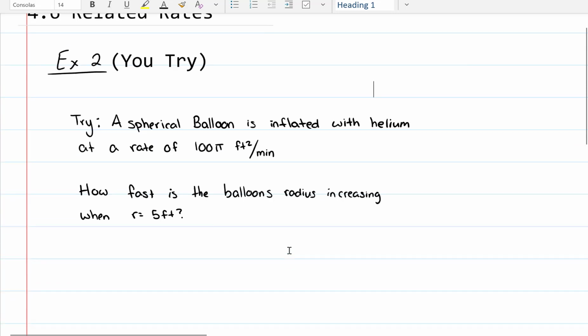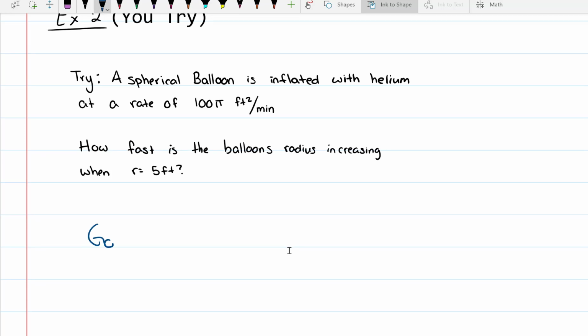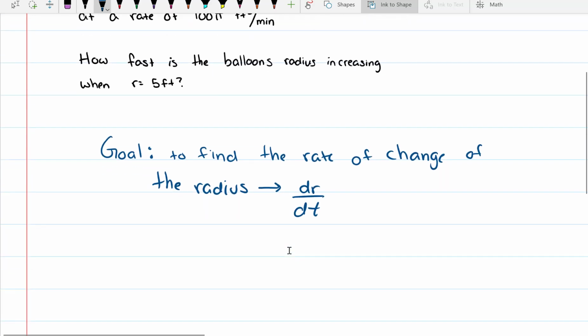Okay, let's see how far we got. So the first step is to identify the goal of the problem. And the goal is to find the rate of change of the radius at a certain point. Well, this means dr dt, the rate of change of the radius.